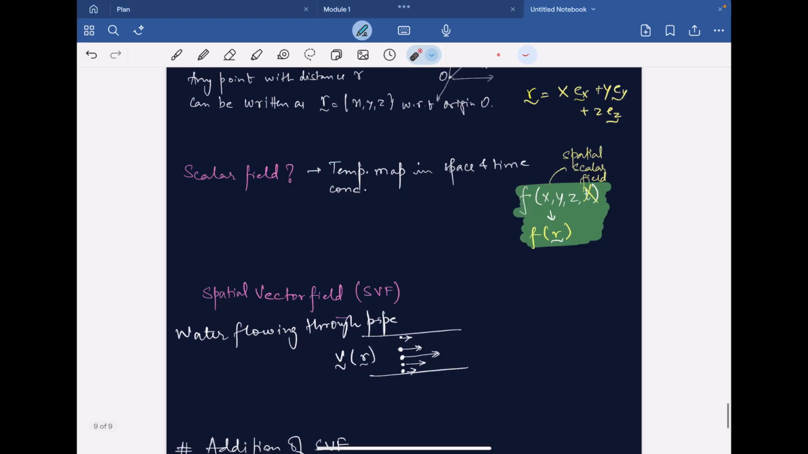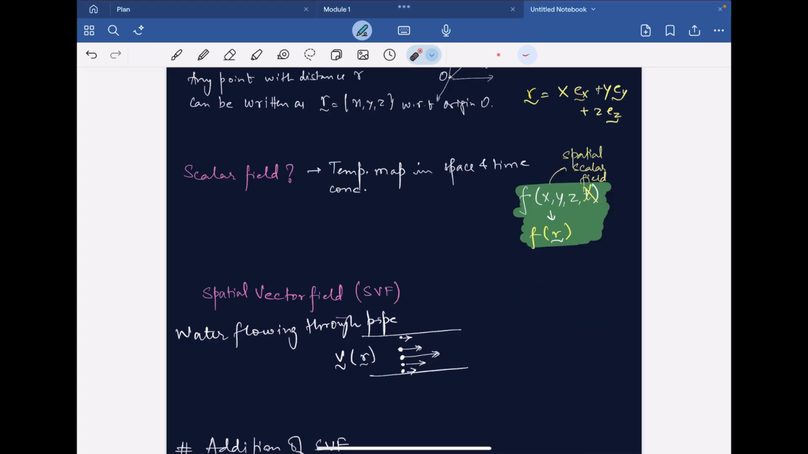There is also something known as the spatial vector field, just like a spatial scalar field. One example that we've already seen before is water flowing through a pipe. So you know this parabolic pressure driven profile, and we write this as v vector is equal to some formula that we'll derive later in the course into ex plus 0 into ey plus 0 into ez, right?